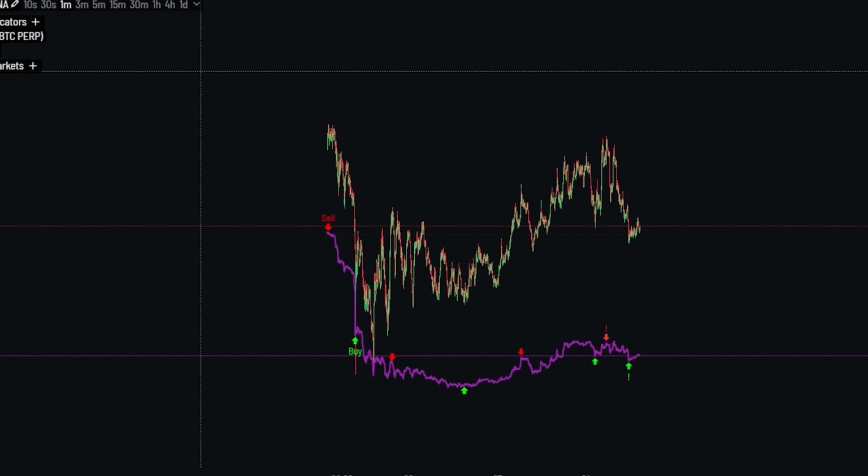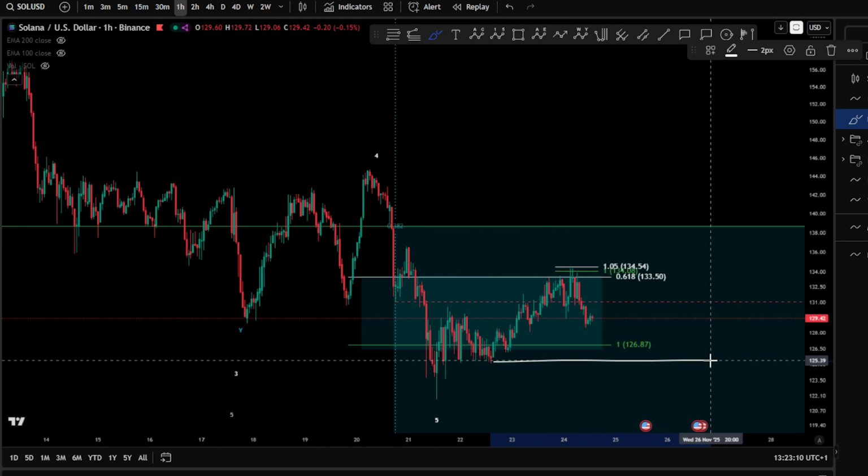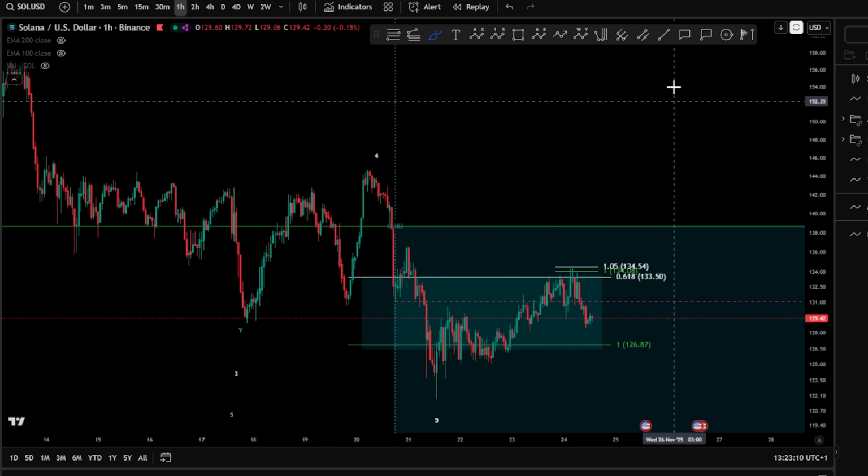However, if the price continues lower, of course, that means if you take this low here, it might be a confirmation, of course, for lower prices. So we're going to put this confirmation for lower prices.